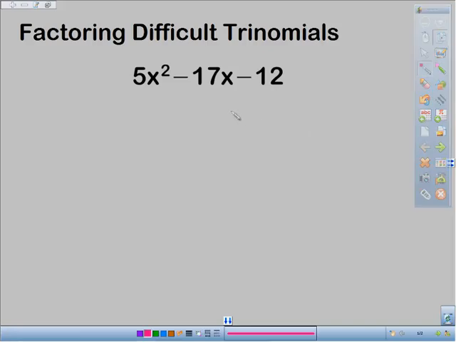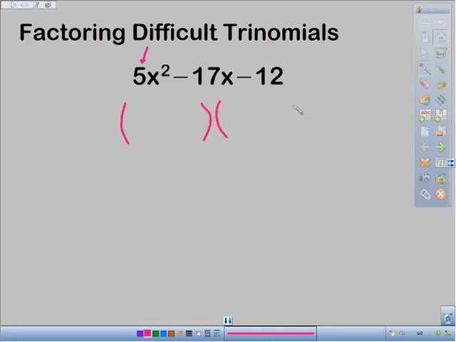Okay, so this is a short video on how to factor slightly more difficult trinomials, and the reason we refer to these as more difficult trinomials is because of the presence of a number here in front of the x squared term. Anytime there's something more than just one here, it makes it a little bit more challenging to factor, but we can handle it, no big deal.